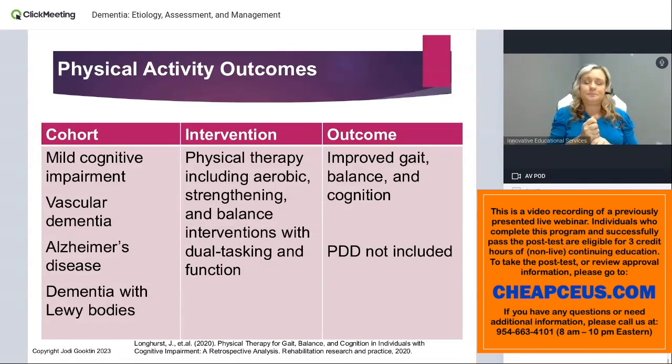Now, it didn't matter what was actually performed in the physical therapy. They were just looking at that there was a level of aerobic strengthening balance and specifically dual tasking to hit that cognition a little bit too. And it didn't matter what diagnosis the individual was being treated for. So they looked at cognitive function, and then they looked at who went on to develop different types of dementia. And they actually found with the different types of dementia that individuals not only improved their function, but they also had improved cognition that was directly linked to that participation in activity.